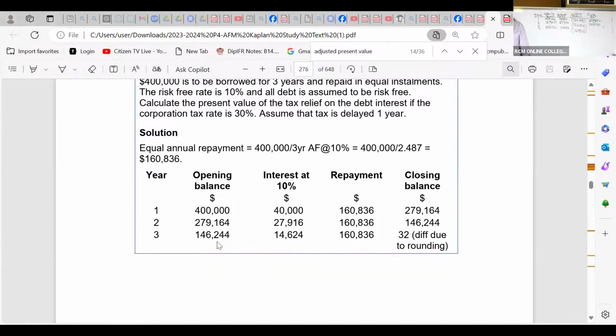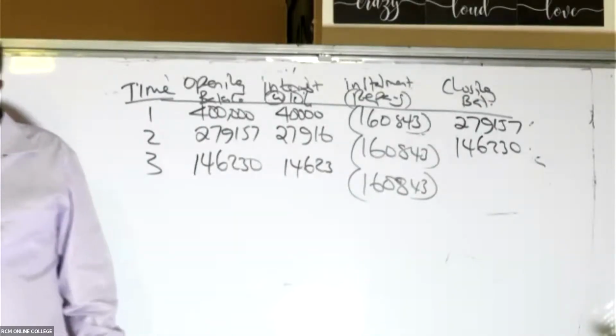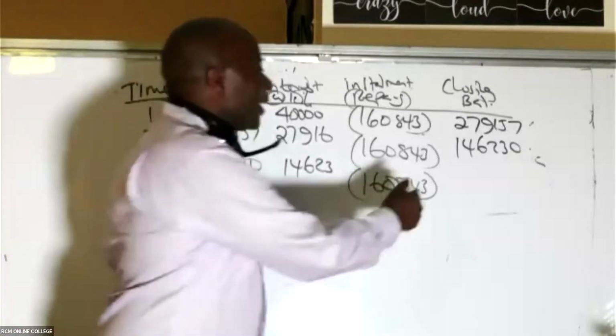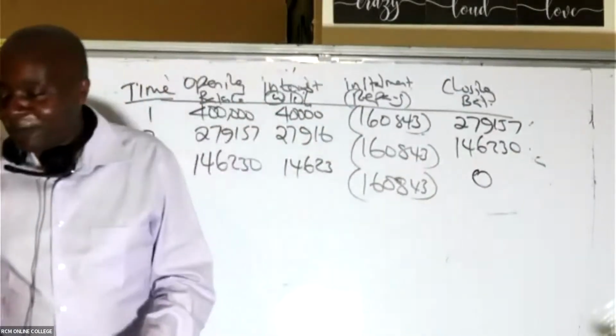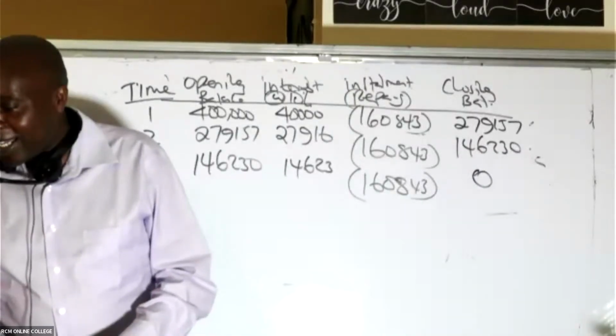You can see here, like them, they got 32. I'm so sure there must be a ninja here who also got around something like that. But they're telling you that the difference is due to rounding. Otherwise, we should be getting a 0. So don't write that 32 or 20 or whatever. You need to get exactly 0. We got exactly 0.